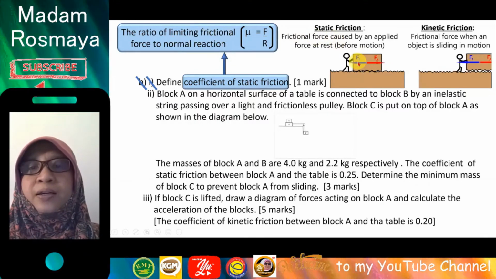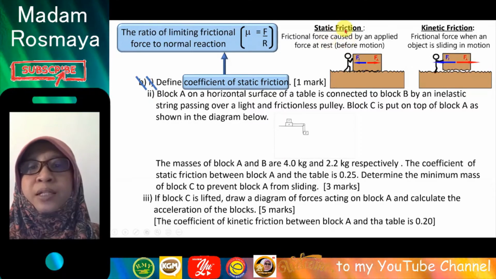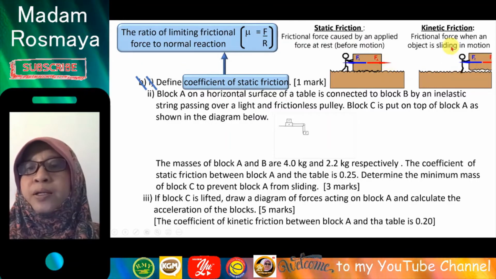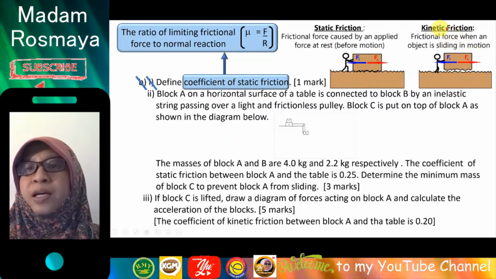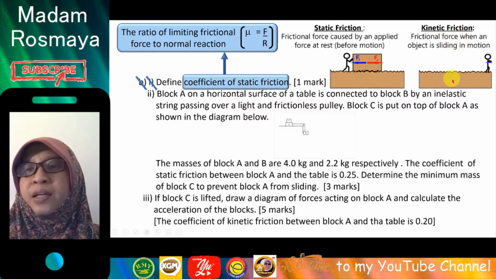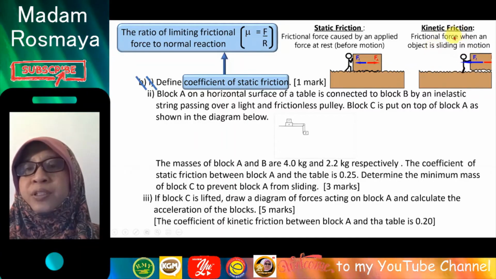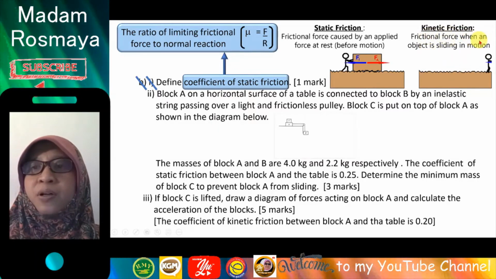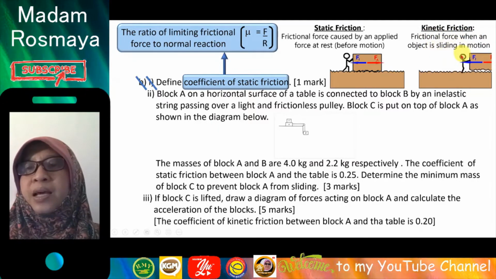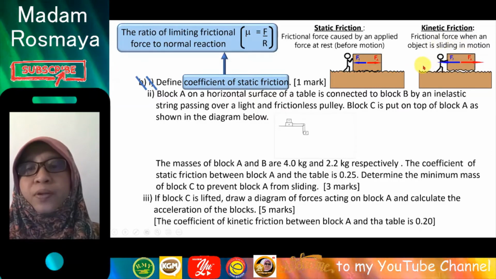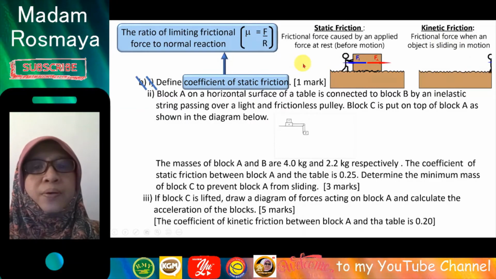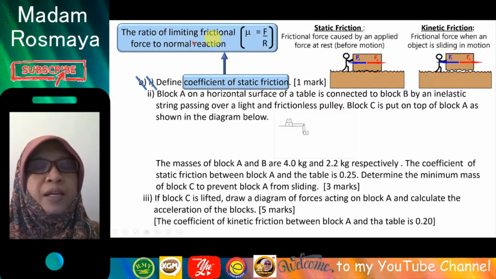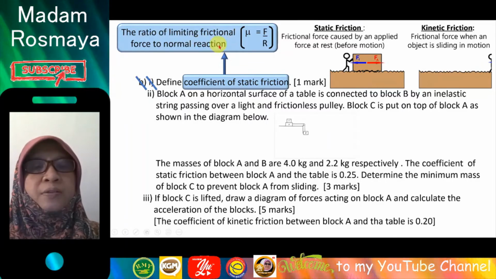Then after that magnitude of maximum static friction, the object here starts to move, and the friction involved is called kinetic friction. The second animation here shows the kinetic friction. Kinetic friction is the frictional force when an object is sliding in motion. Okay, you get 1 mark for this definition for the coefficient of static friction.